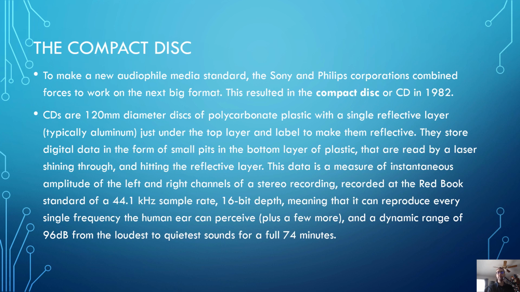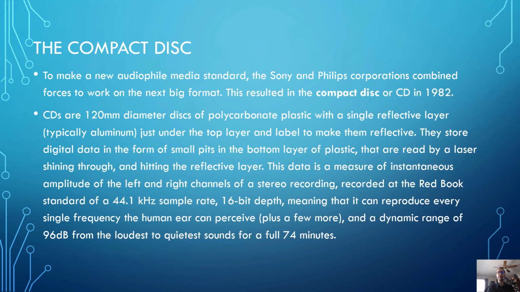CDs are 120 millimeter diameter discs made out of plastic with a single reflective layer, typically of very thin aluminum foil, just under the top plastic layer and label that makes them reflective. They store digital data in the form of small pits that are inscribed into the bottom layer of plastic and are read by a laser shining through and hitting the reflective layer.